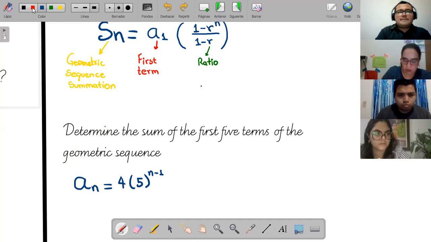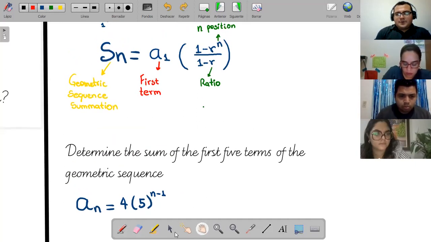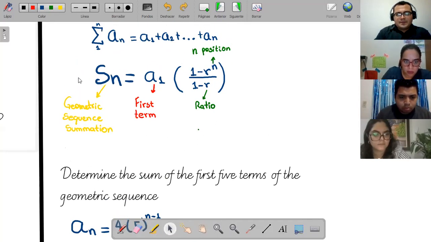So how can we get it? We need to apply this formula. Okay, let's move the formula over there. I think it's gonna be clear that way.